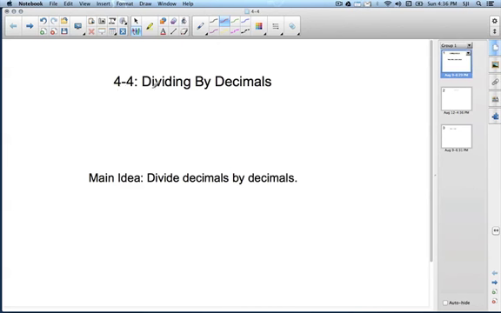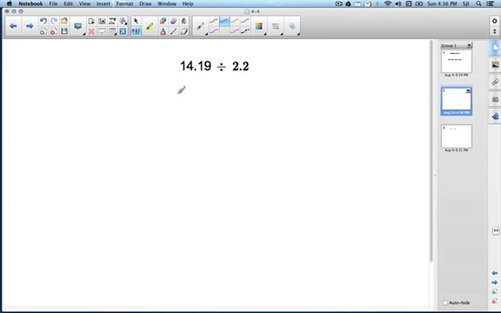Lesson 4-4, Dividing by Decimals. The main idea of this lesson is to be able to divide decimals by decimals. Here's our first example.